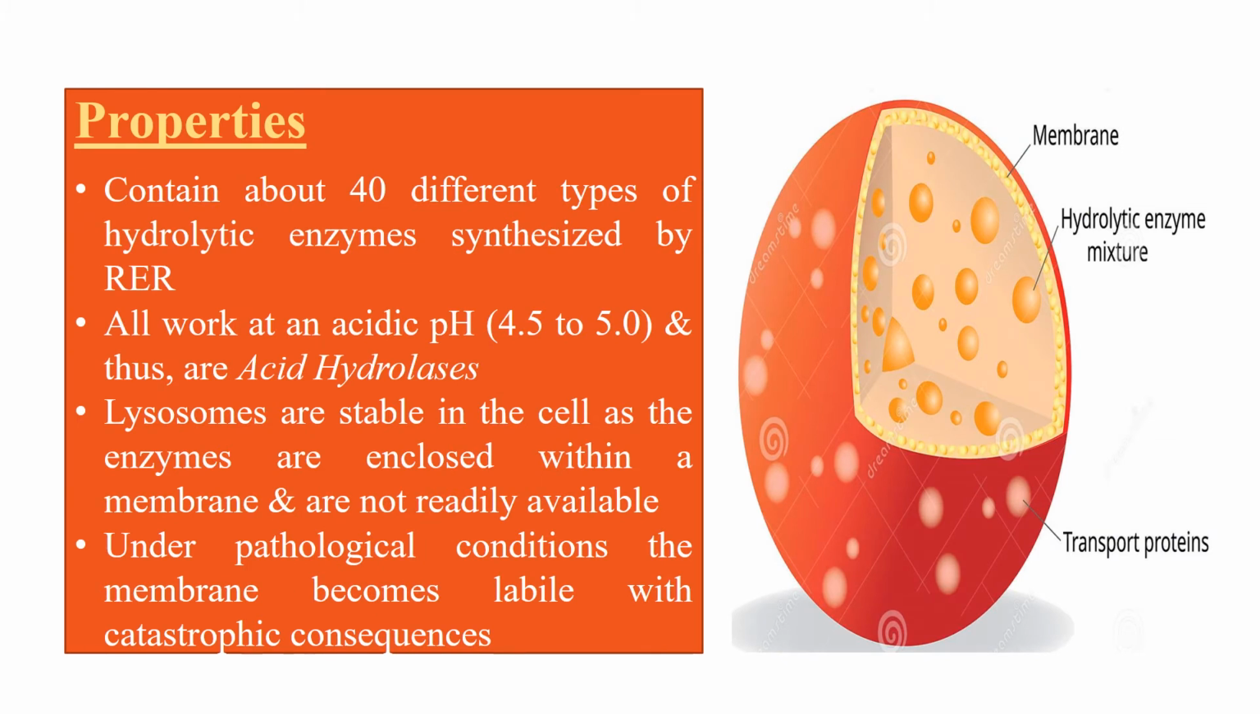Let's learn a few properties of the lysosome. Lysosomes contain 40 different types of hydrolytic enzymes synthesized by the rough endoplasmic reticulum. And all of these enzymes work at an acidic pH of around 4 to 5 and are known as acid hydrolases. Another important property of the lysosome is their stability in the cell. The enzymes of the lysosomes are enclosed within a membrane and hence are not readily available to the substrate. However, under pathological conditions, the membrane can become labile and result in catastrophic consequences.